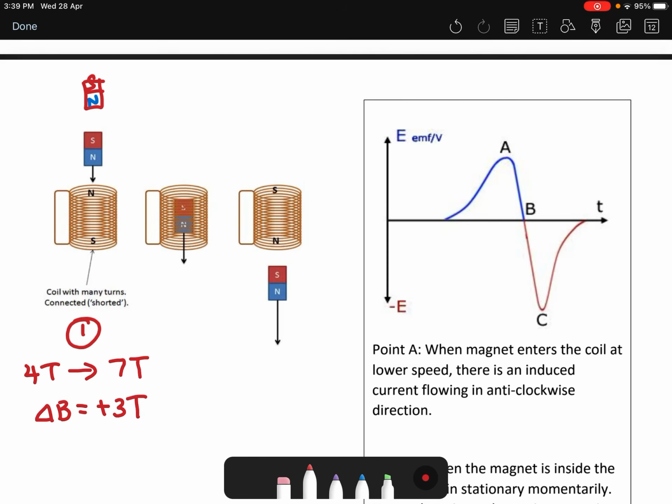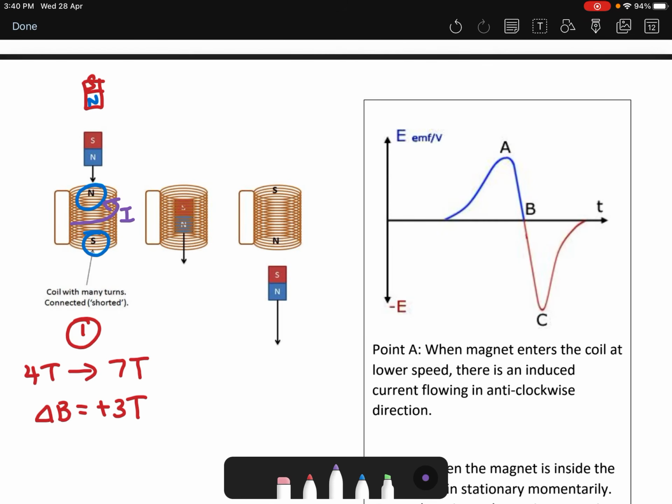So final minus initial. It will induce an EMF to oppose this increase in the magnetic field, so this point will be north pole and this point will be south pole. If you use your right hand grip rule, the current will flow anti-clockwise. So it will flow like this. This is the flow of current.